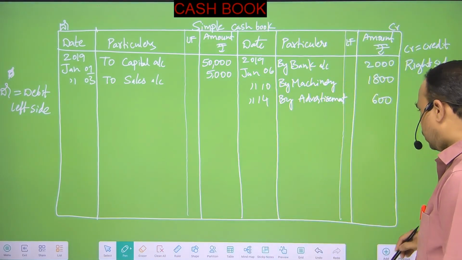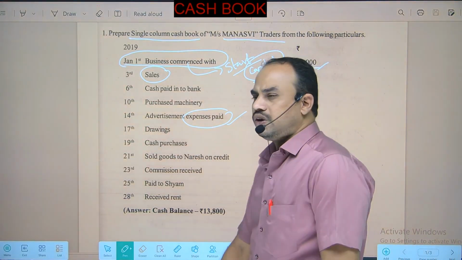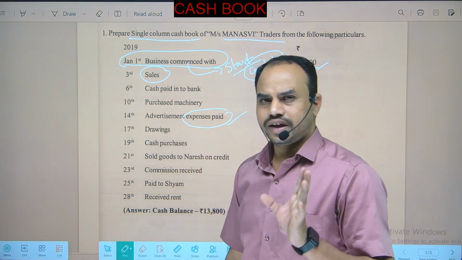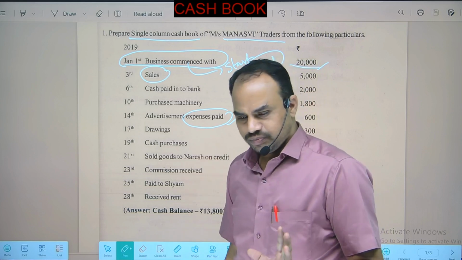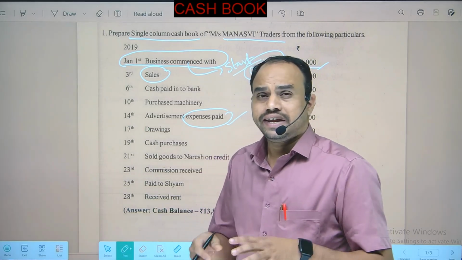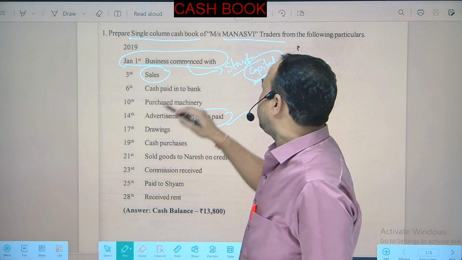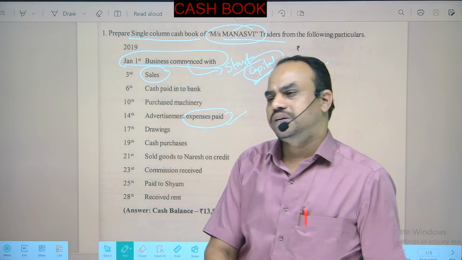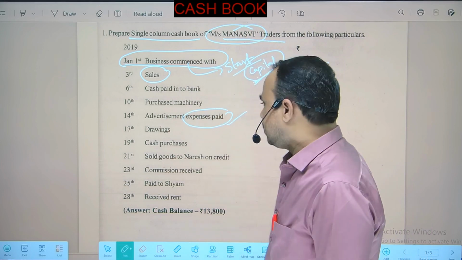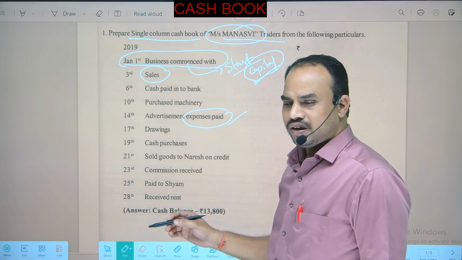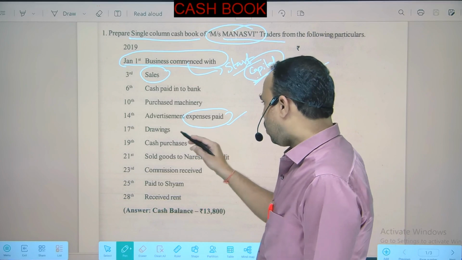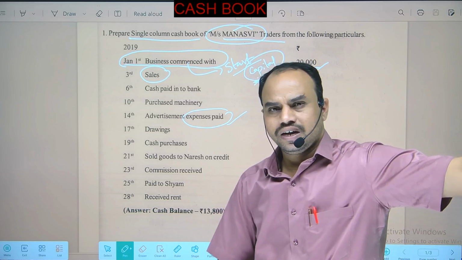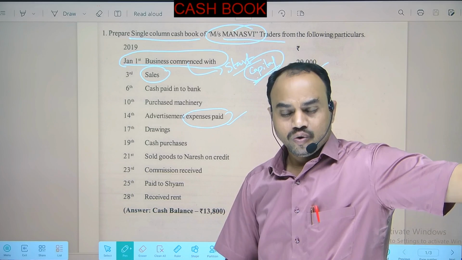Okay, see the next question. Drawings. What is the meaning of drawings? In the introduction class I explained the meaning of drawings. Drawings means the owner of the business taking cash from the business for his personal use. Who is the owner here? Manasvi. So Manasvi is taking cash from the business for his personal expenses. Whenever personal expenses are taken from the business by the owner, that is called drawings. So the owner takes cash from the business and spends on personal expenses like children's school fees or home rent.